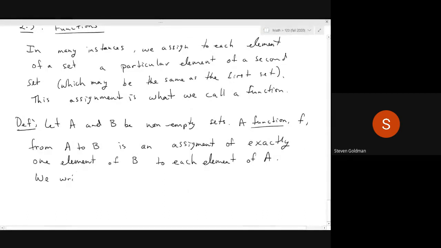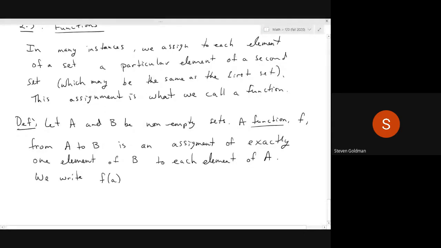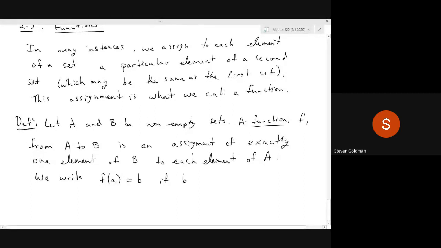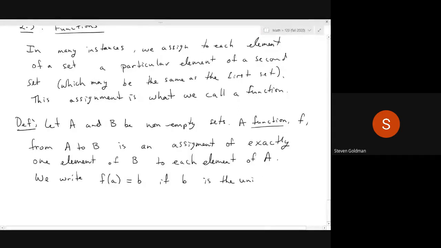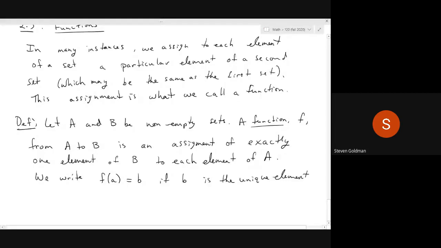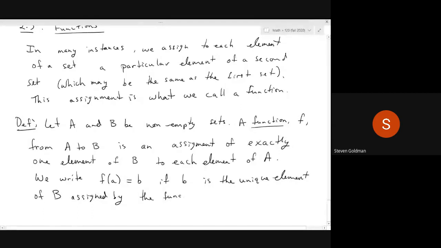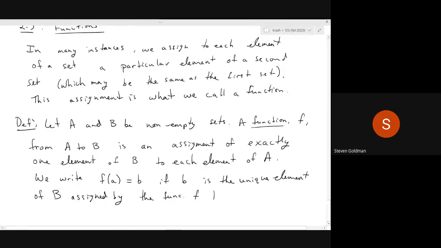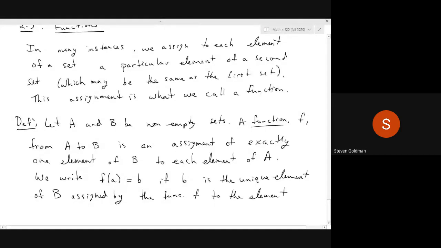We write f of lowercase a equals lowercase b if that b is the unique element of the set B assigned by the function f to the element a of the set A. I'm writing func as short for function.